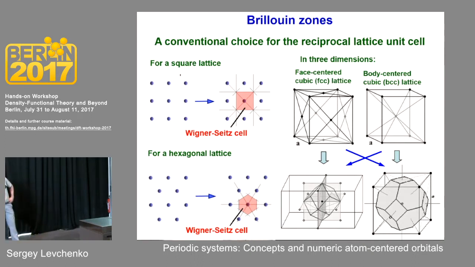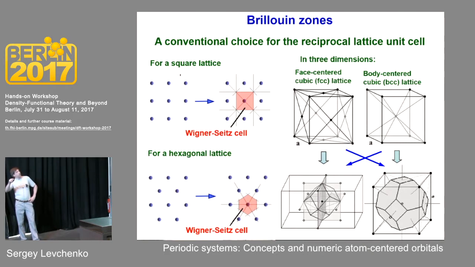For example, for a square lattice, the Wigner-Seitz cells would be like this. You can see these vectors connecting the images of the point, and then in this case, in 2 dimensions, these are not planes, but just the lines, right? And they form this shape. And for example, for this hexagonal lattice, this would be a Wigner-Seitz cell. In 3 dimensions, it's a bit more complicated.